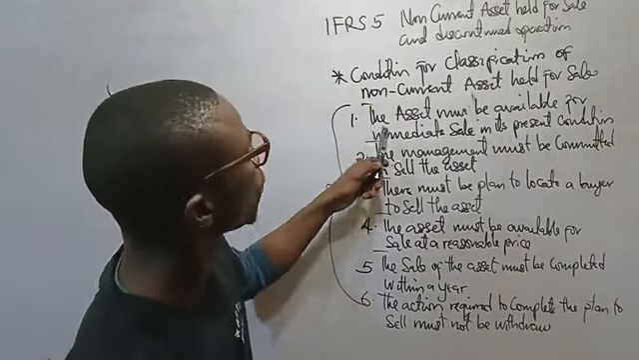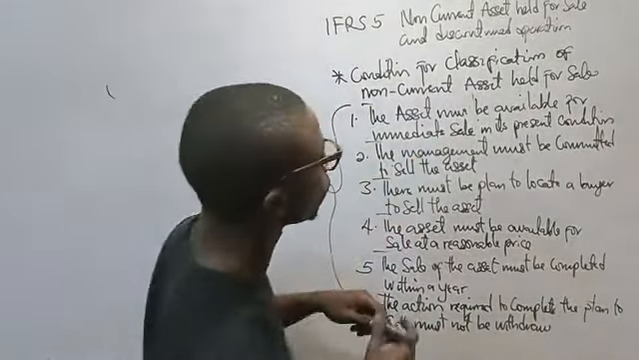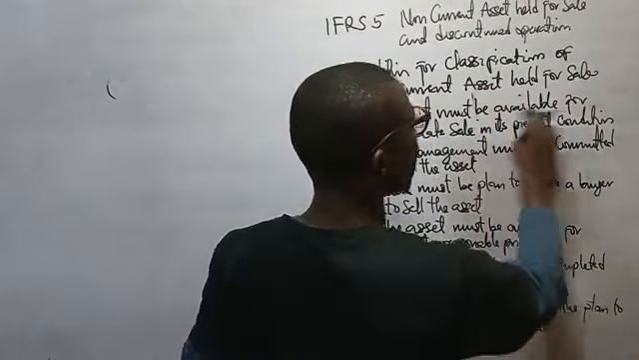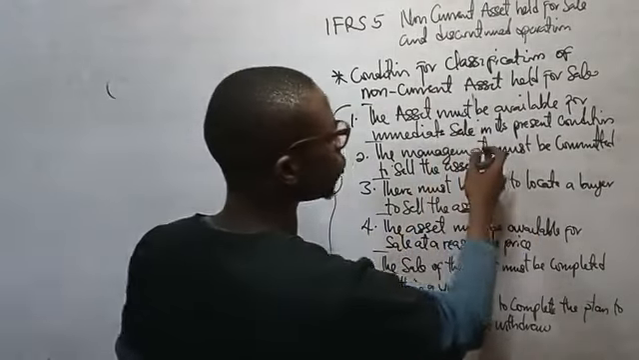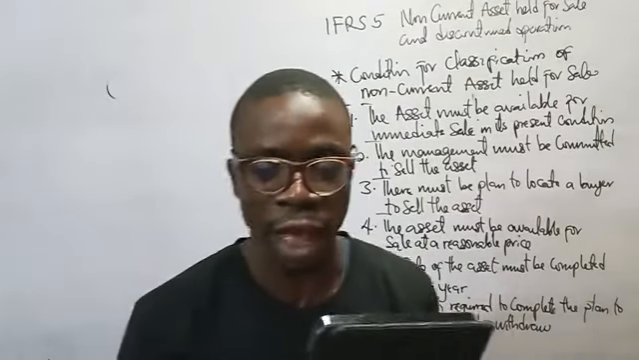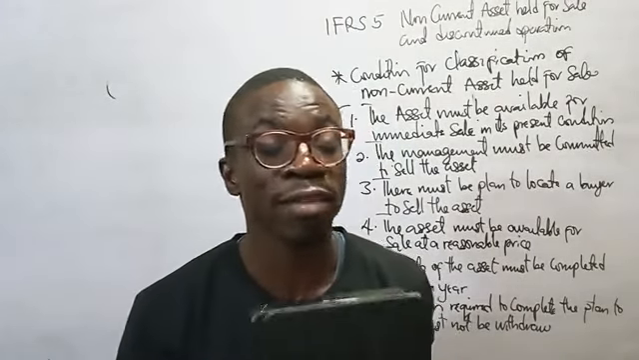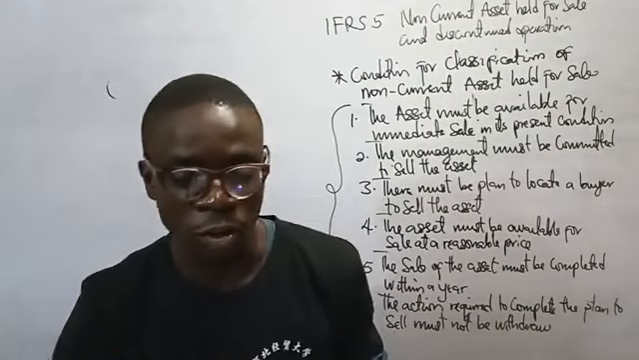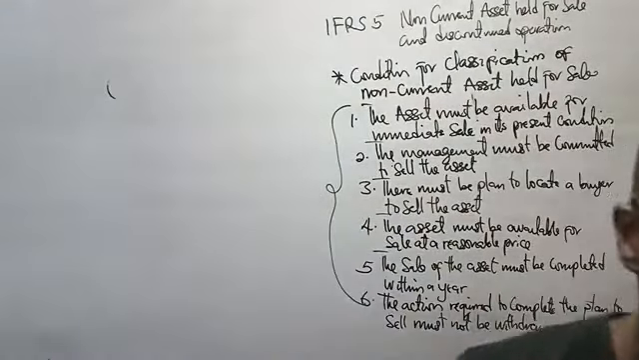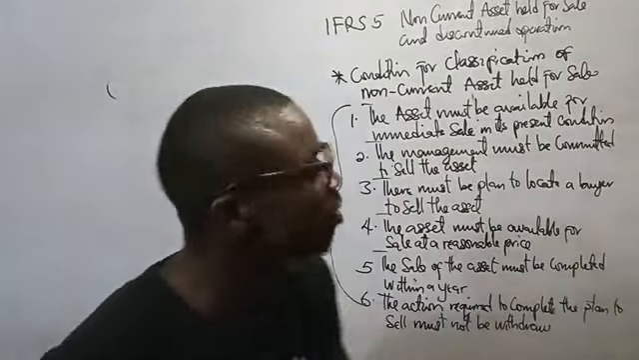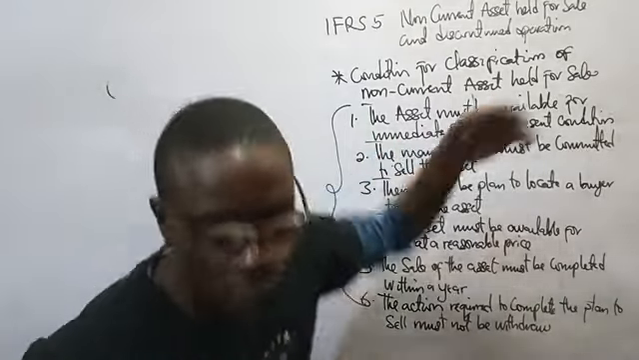The number 1 condition is that the asset must be available for immediate sales in its present condition. That means if I'm to sell this my tab now, and I want to classify it as held for sales, I can't say let me repair the screen first. If I repair the screen first, I will now sell it. That means the asset is not available for immediate sales in its present condition.